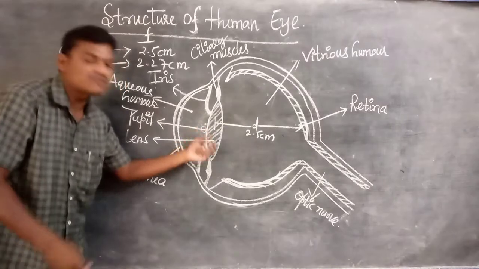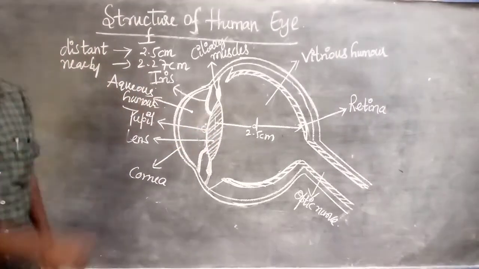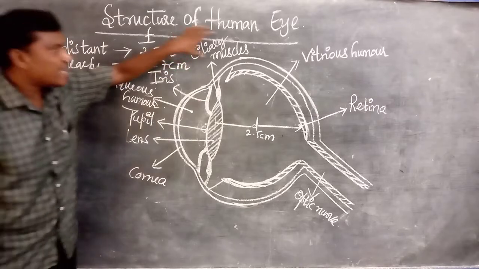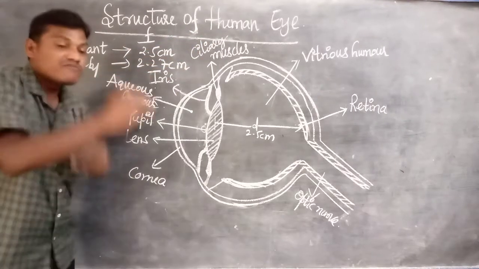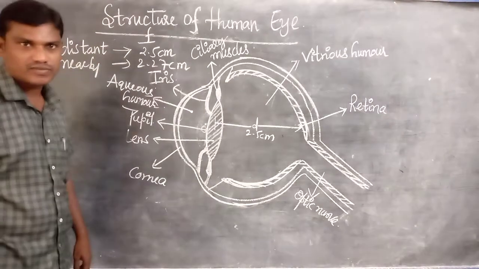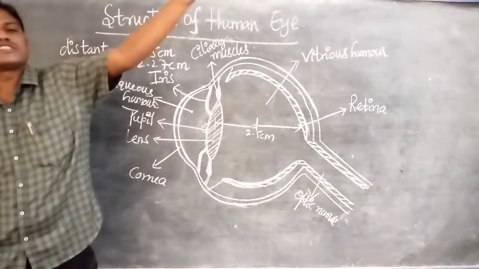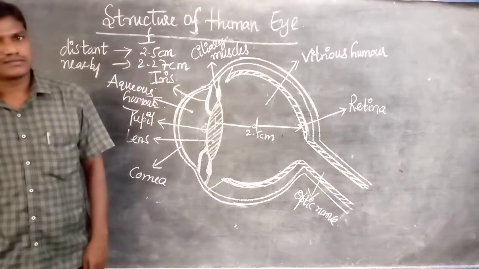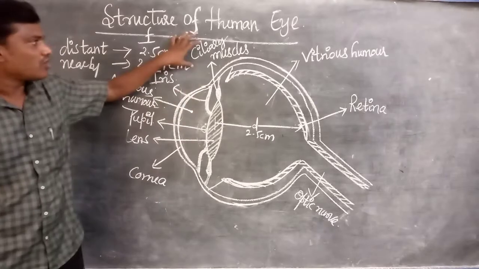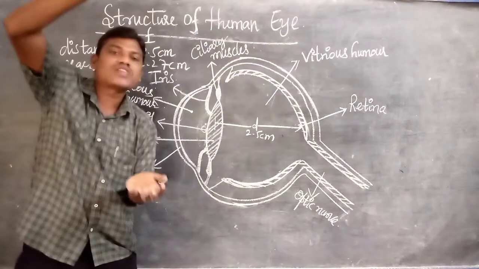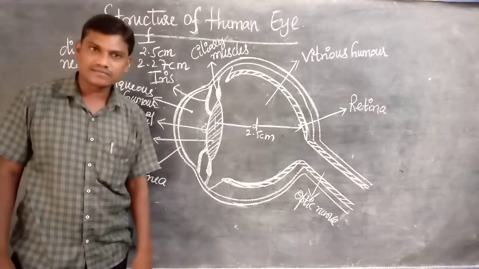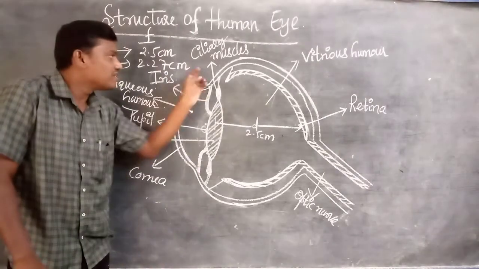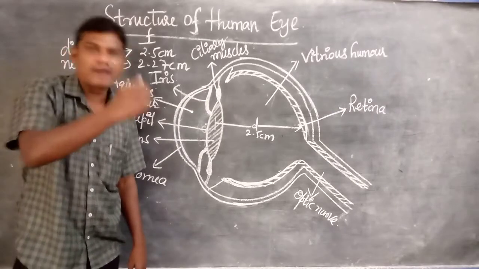Why? Because our eye lens has a special capability: changing the focal length by itself with the help of the ciliary muscles. So the ciliary muscles play an important role in the human eye for changing the focal length of the lens. When we see a distant object, the focal length of the lens is slightly increased with the help of the ciliary muscles. And if we try to see a nearby object, the focal length of the lens is adjusted by the ciliary muscles.